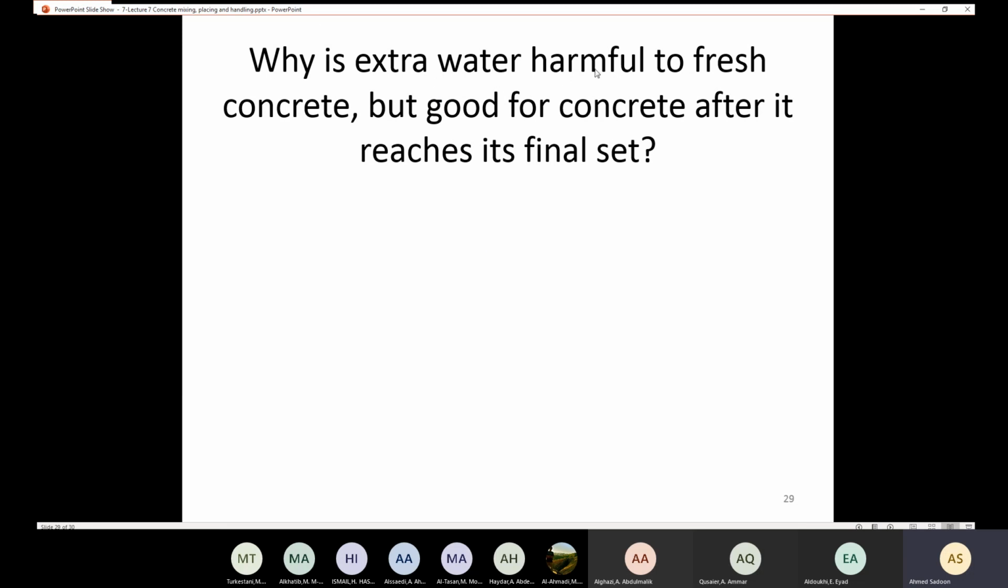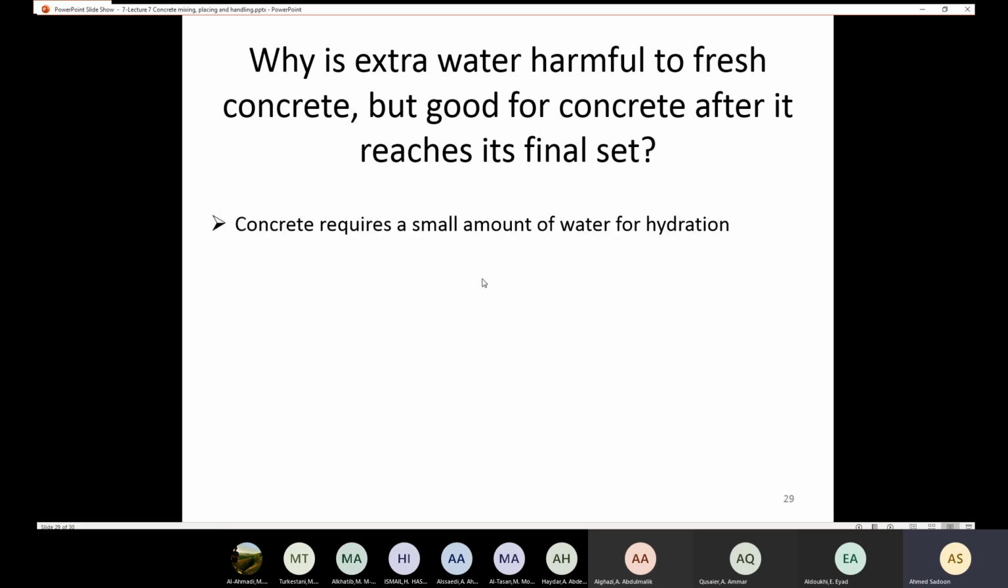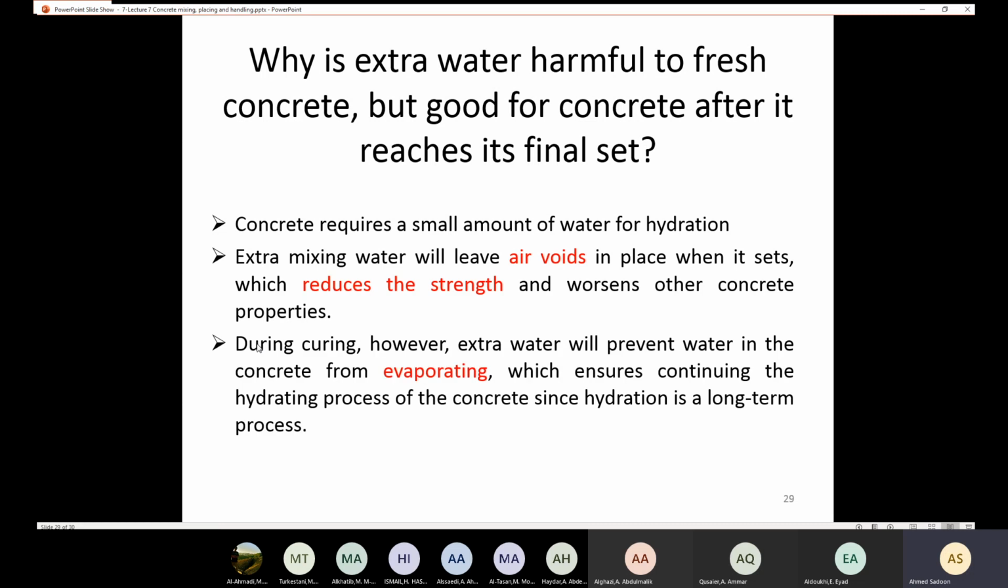Why is extra water harmful to fresh concrete, but good for concrete after it reaches its final set? If you do remember, we said that increasing the water content is going to be harmful for the concrete. But now we are saying that we need to have water so that the strength is going to gain. So why is extra water harmful to fresh concrete but good for concrete after it reaches its final set? Think about it. Here we have the answer for that.